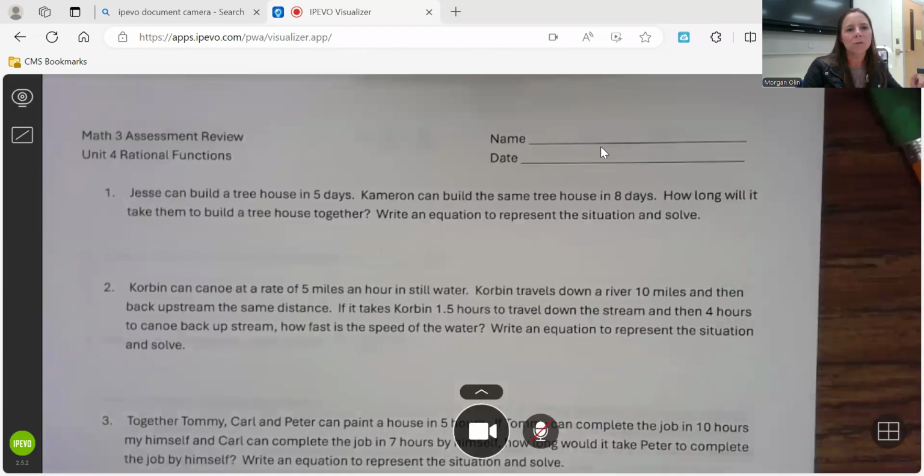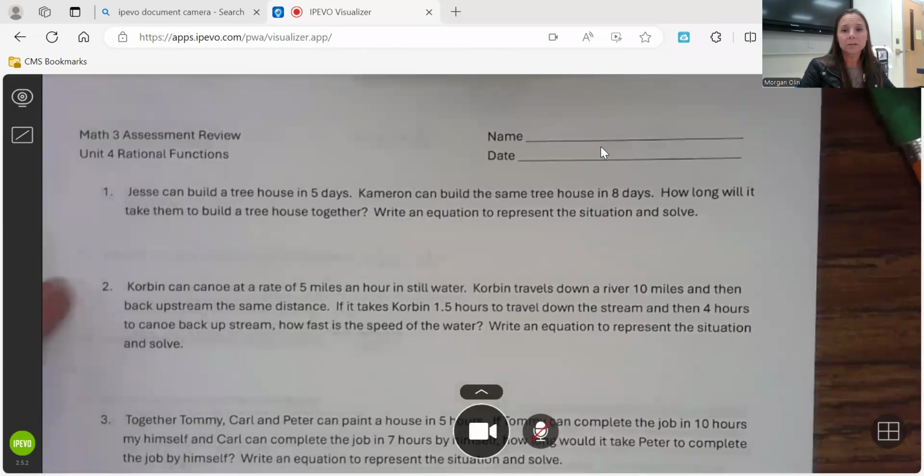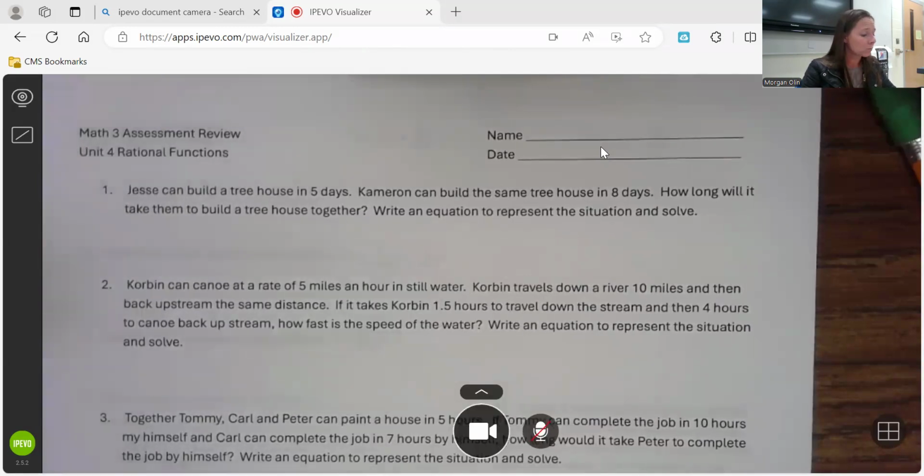Here is the Unit 4 rational functions review for our test coming up. All right, so we're going to go over a couple problems. We've been working on rational functions. So we're going to use Desmos, we're going to use a calculator, we're going to write some functions as well. So let's start out with these word problems.